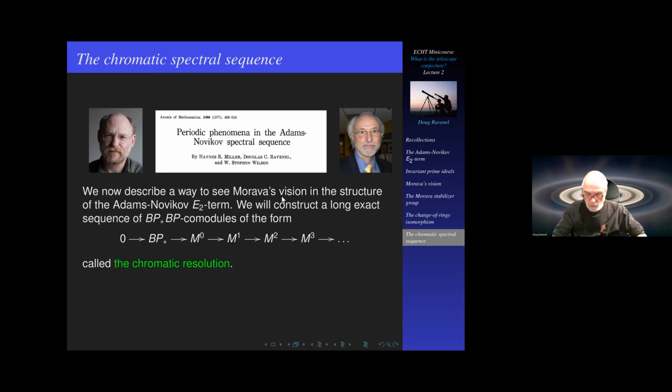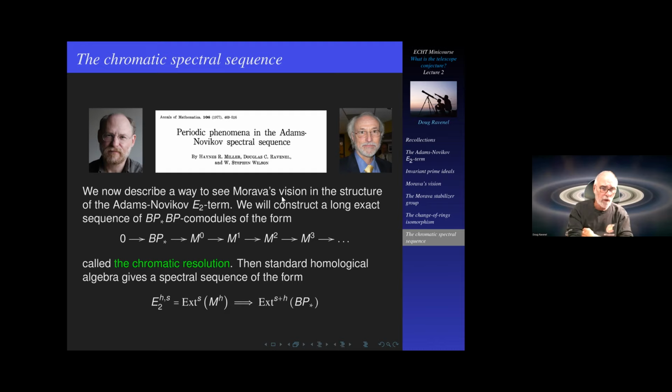Now, if you have such a long exact sequence, then standard homological algebra will give you a spectral sequence that involves the Ext groups for these modules M upper H, and it converges to the Ext group for BP star. Standard homological algebra gives you such a thing. And this is known as the chromatic spectral sequence. Okay, so what are these M's, you may ask?